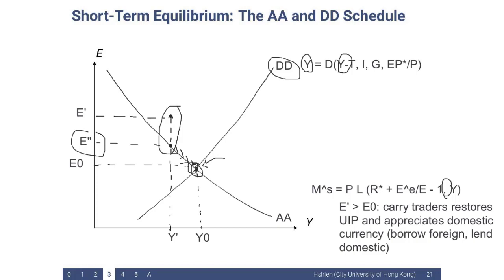So that's the mechanism. The new mechanism here is a bit recursive, meaning there's a lot of feedback, looping from one equation to the other. But this is how equilibrium is restored in this setting.